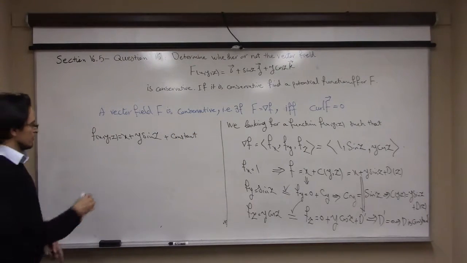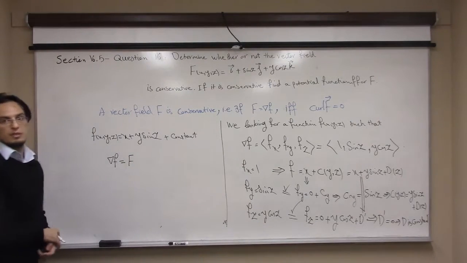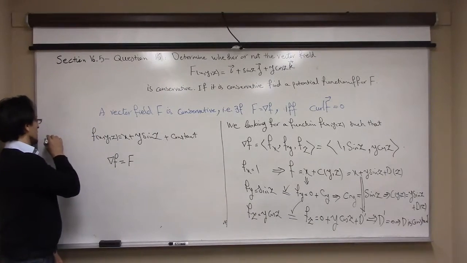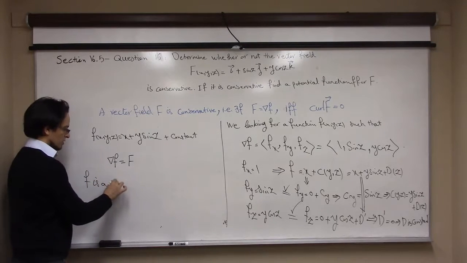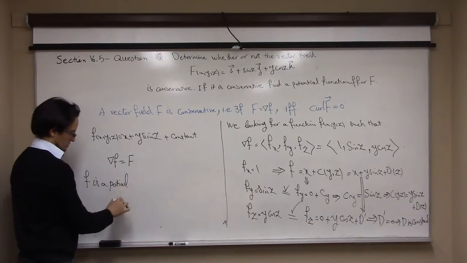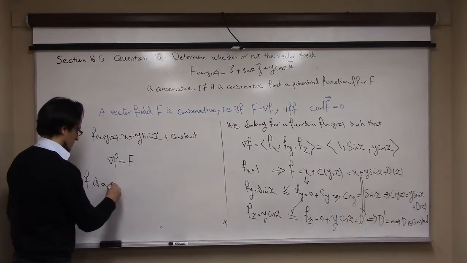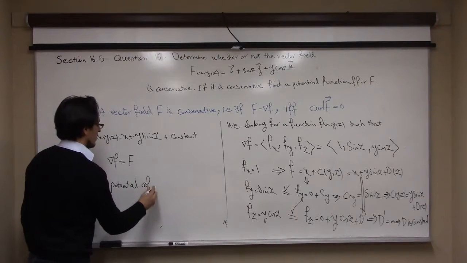If you have such function, if you find gradient of that function, it is going to be the vector field given here. That means f is a potential of F.